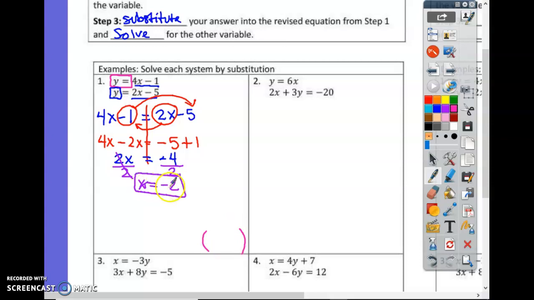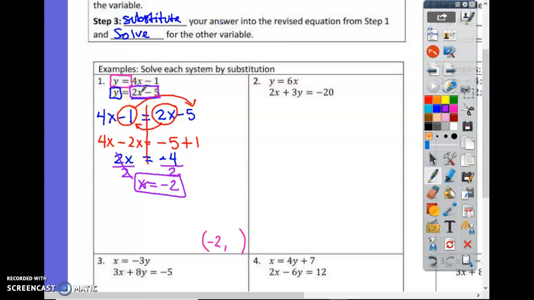Okay? So I have the x. The x is negative 2. So I just need to find the y. So what I'm going to do, step 3, tells you right here to substitute your answer into the revised equation from step 1 and solve for the other variable. So I'm going to take this answer, my x, and you're going to substitute it in one of these two equations. I don't care which one. Okay, so I'm just going to put it in this one.